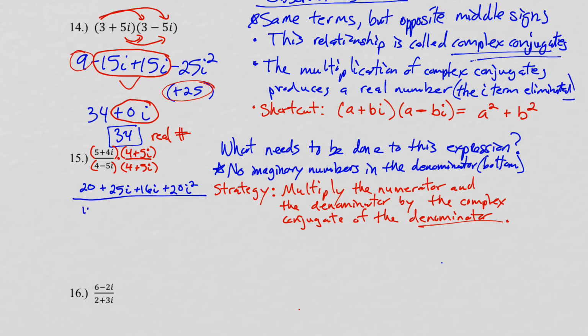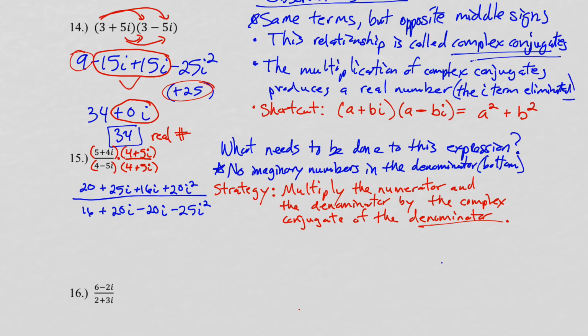So the bottom is going to be 4 times 4 is 16. 4 times 5i is 20i. And negative 5i times 4 is negative 20i, positive here and negative here. And then negative 25i squared.